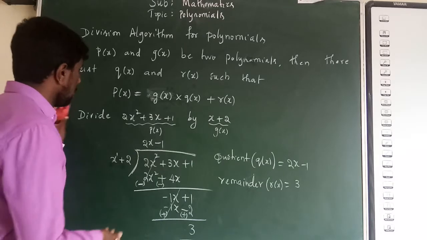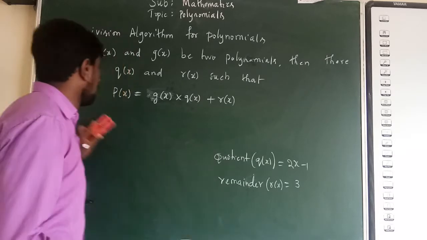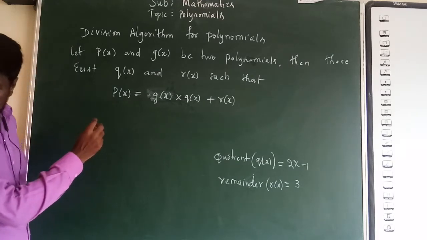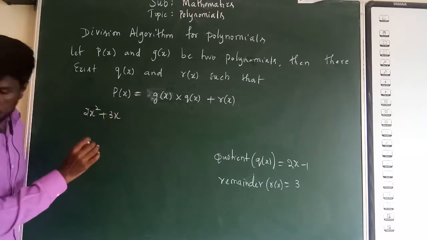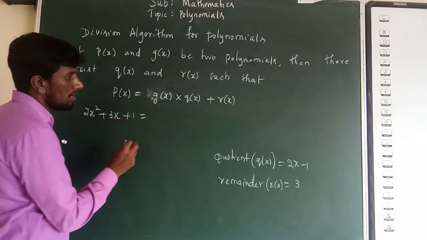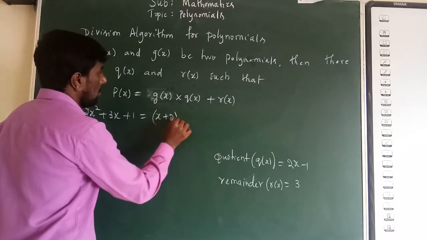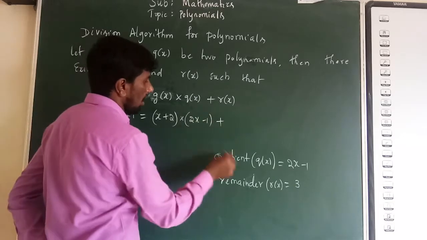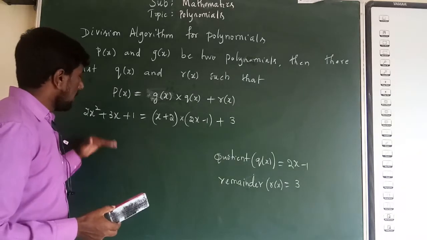Okay. So copy this. What is p of x? I have taken p of x is 2x square plus 3x plus 1, right? So that is the p of x. Then g of x is x plus 2, into q of x is 2x minus 1, plus r of x is 3. Okay. So I should get the LHS is equal to RHS.